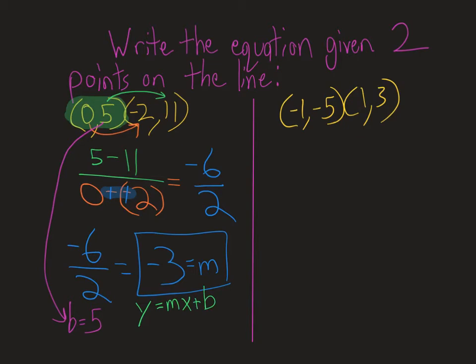Y equals mx plus b, my slope, negative 3, my b, 5, and there you go. All right, second one, same idea. Subtract your two y's, then get to subtracting your x's.